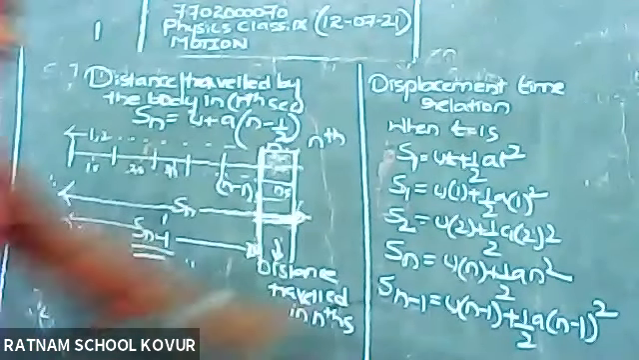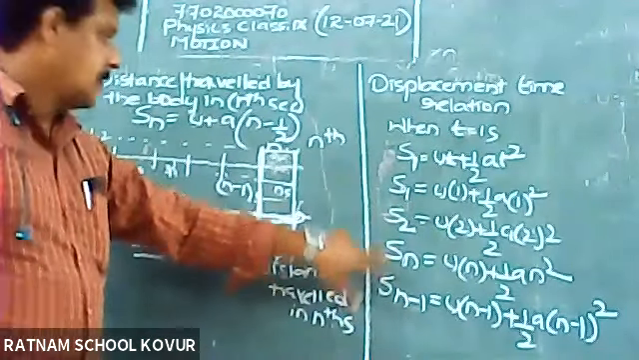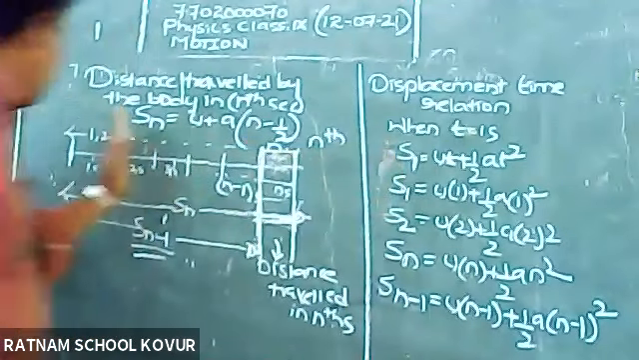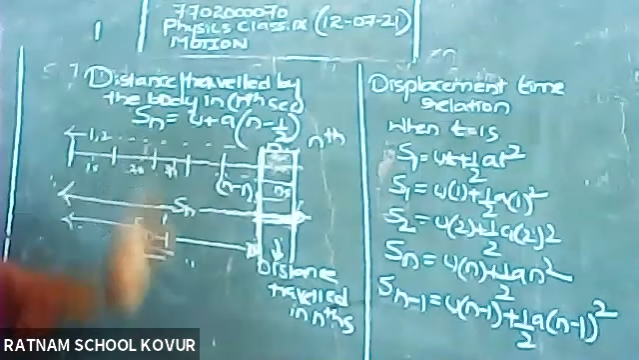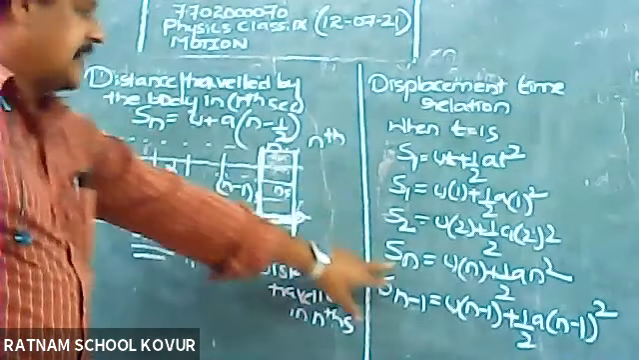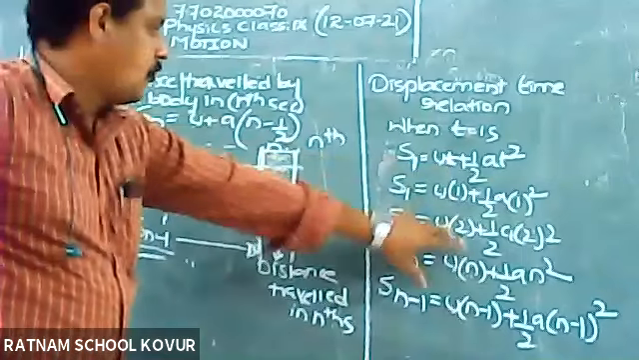So now I got these equations. What is S1? Displacement for 1 second. S2 means displacement for 2 seconds. In the same way, displacement for n seconds, so instead of 1, 2, you replace with n.